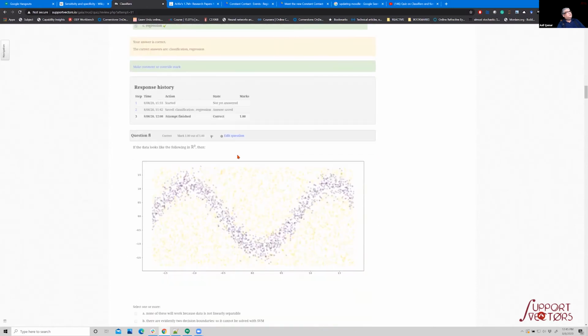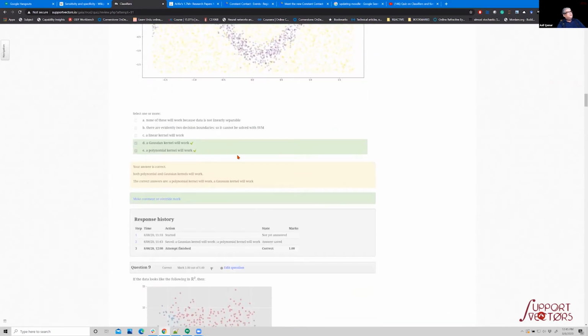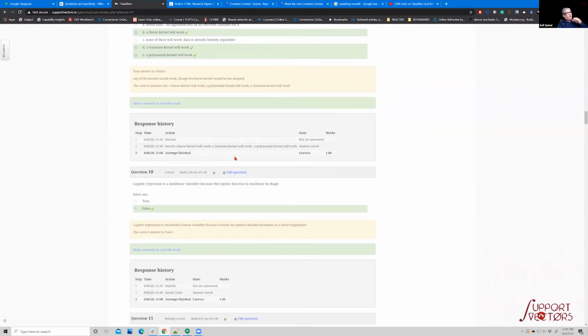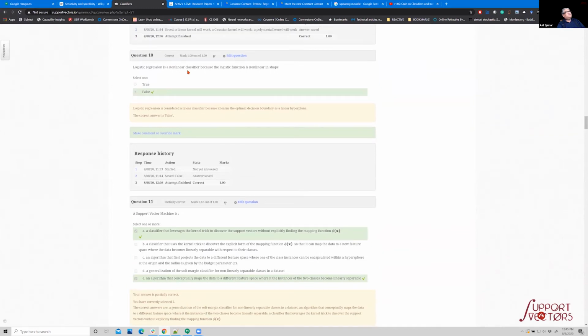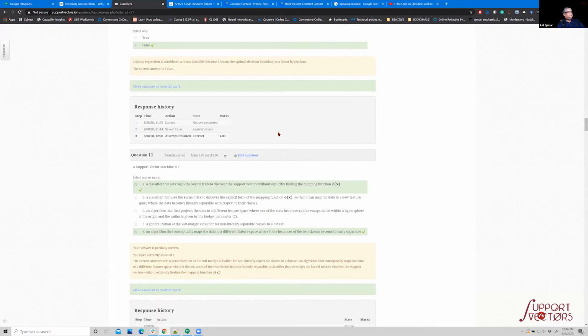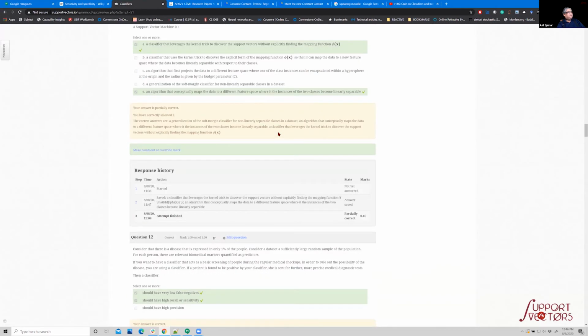So this is again kernels. I won't go into kernel methods. Again, a kernel method question. We'll skip that. This question is, logistic regression is a nonlinear classifier because the logistic function is nonlinear in shape. It is true that the logistic function is nonlinear in shape. However, the decision boundary that logistic regression makes is a linear hyperplane. Hyperplanes are linear. So the correct answer here is false. We'll skip the support vector machine.